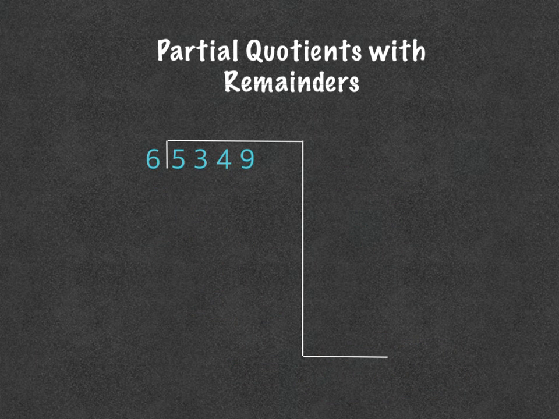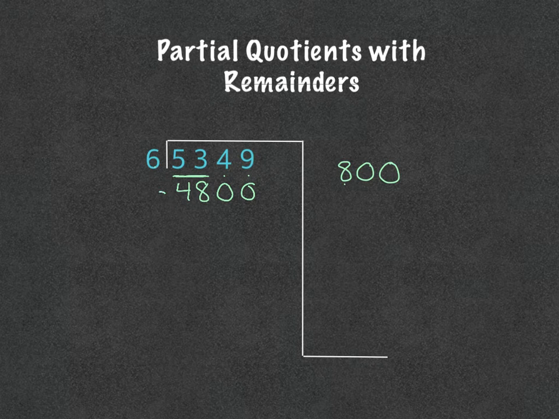So 6 can't go. This is going to be smaller than 6,000, which has been our go-to for our thousands place. So we may need to look at these front 2 numbers. So if we estimate, how many times can 6 go into 53? So 6 times 9 is 54. So let's try 6 times 8. 6 times 8 would be 48. And we would have these 2 place values over here. So 6 times 800. So 6 times 8 is 48. And then we put 2 zeros here.